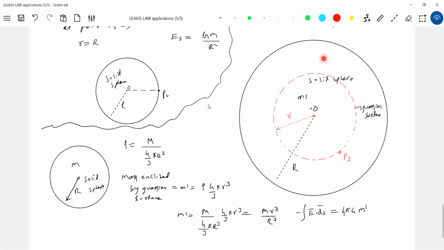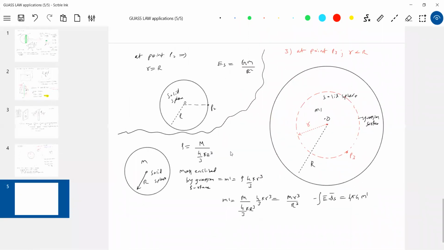Yes, in fact, it will contribute. This region also will contribute, but the net field at point P3 will be only due to the mass enclosed. So how can you say that? Okay, let me derive it, or else I'll go to the next part. I'll show that why only the mass enclosed will contribute there.